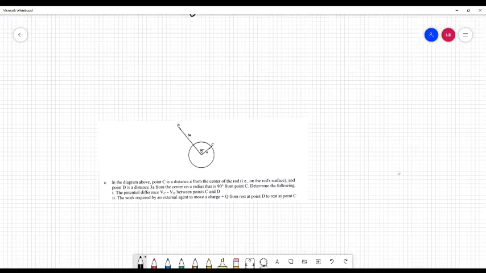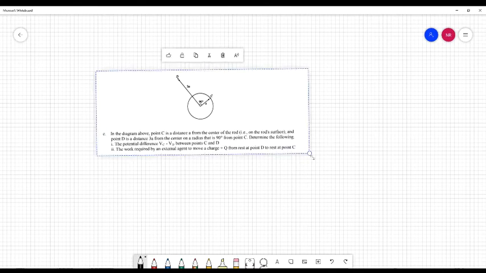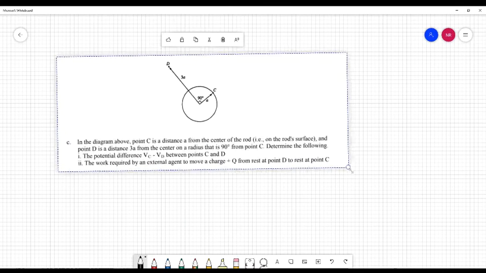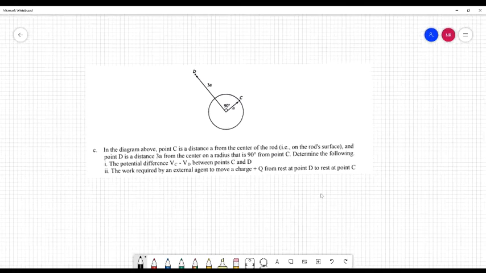And then next we have part C, which is the part with the electric path integral. I'm going to make this bigger so it's easier to see. Okay, so in the diagram above, point C is a distance A from the center of the rod, which is over here. And point D is a distance 3A from the center, so that's this part, that is 90 degrees from point C. Determine the following: the potential difference VC minus VD between points C and D. So that pretty much just means find the change in voltage between points C and D.